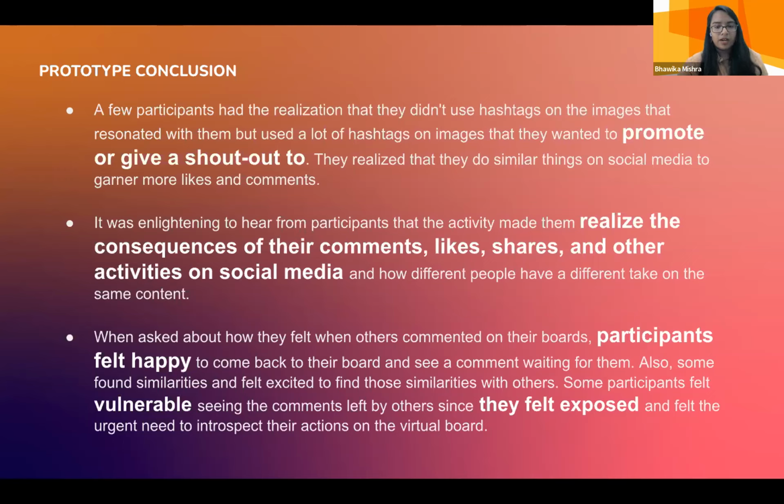And one very interesting feature was participants felt happy to come back to their boards and see there was a comment waiting for them. At the same time, on the contrasting hand, a lot of them felt vulnerable seeing comments left by others, and they felt a bit exposed.